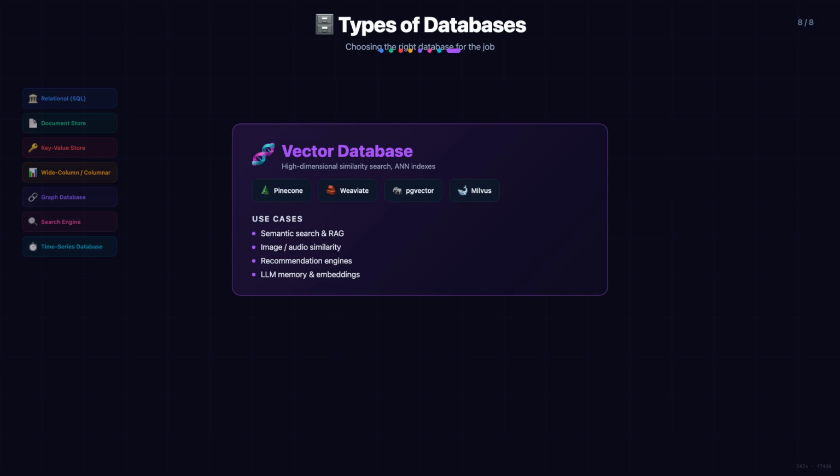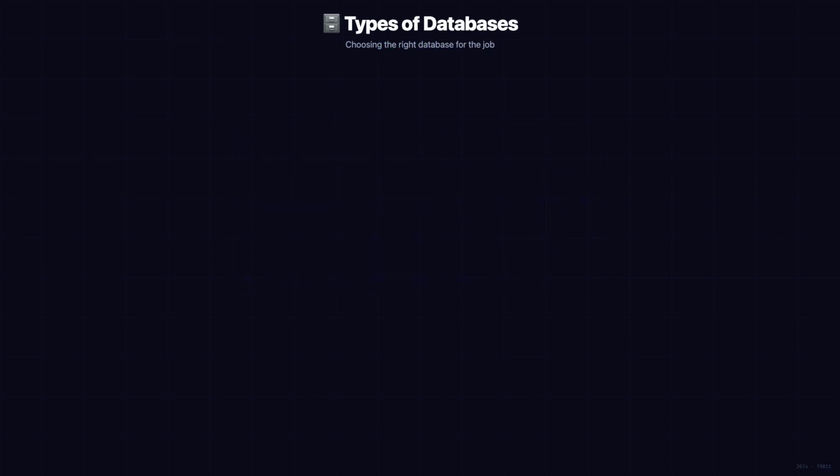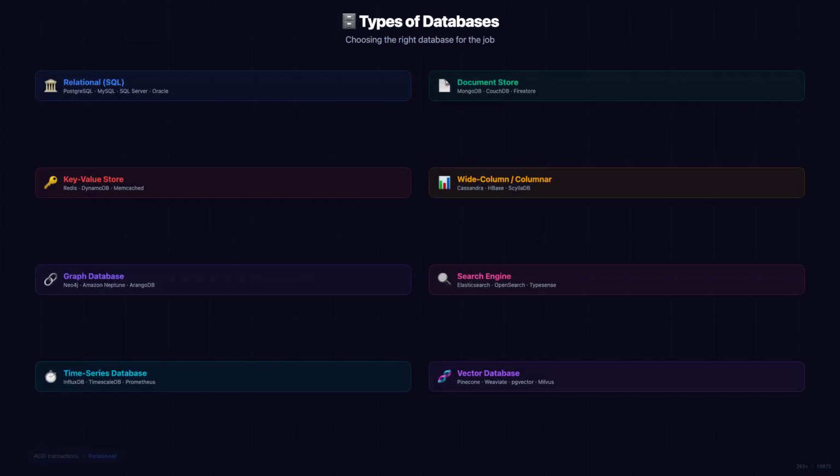So how do you choose? Here's a quick decision guide. Need ACID transactions? Go relational. Flexible schemas? Document stores. Sub-millisecond latency? Key value. Massive write throughput? Wide column. Deep relationships? Graph database.